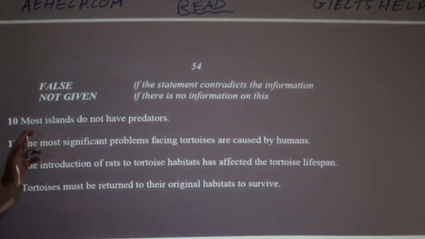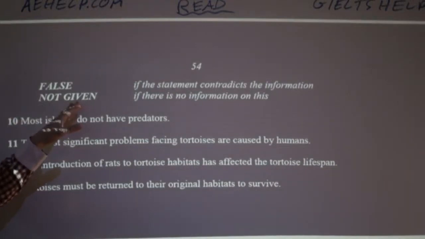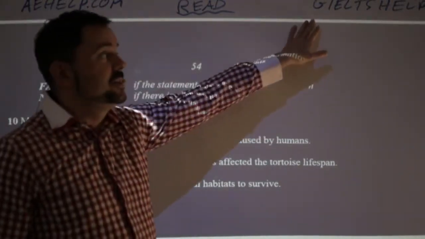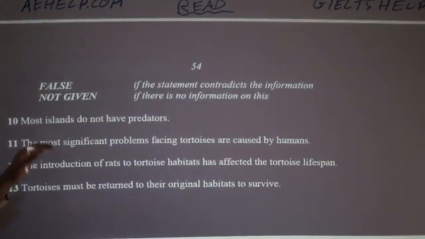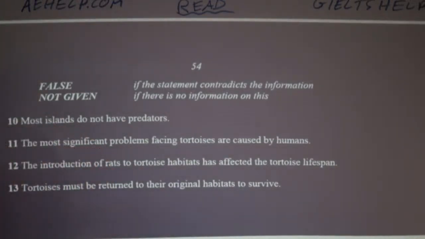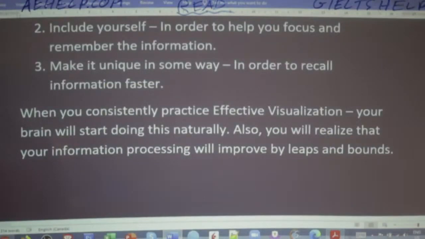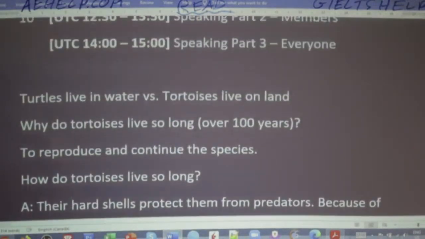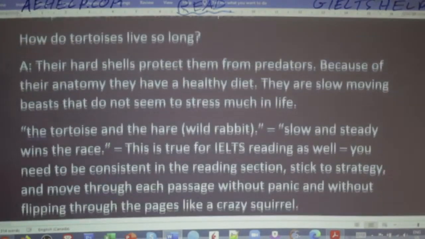This is test number 5 at aehelp.com. You won't find it at GIELTS because that's general IELTS reading materials. But at aehelp.com, this is test number 5, and it is the first reading passage for those of you who have it. For those of you who don't, use the video. Send me the answers, and then I'll send you the answer key for these, okay? Read the passage one more time and really focus on these skills of visualization.